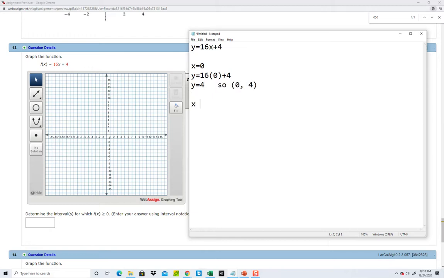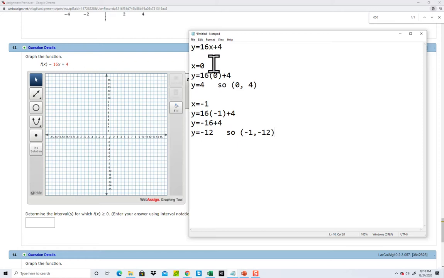If I plug in x equals negative 1, then I'm going to have y is equal to 16... I put negative 1. What am I doing? That should be a negative 1. 16 times negative 1 plus 4. Y is equal to negative 16 plus 4. Y is equal to negative 12. So I'm going to have negative 1, negative 12.